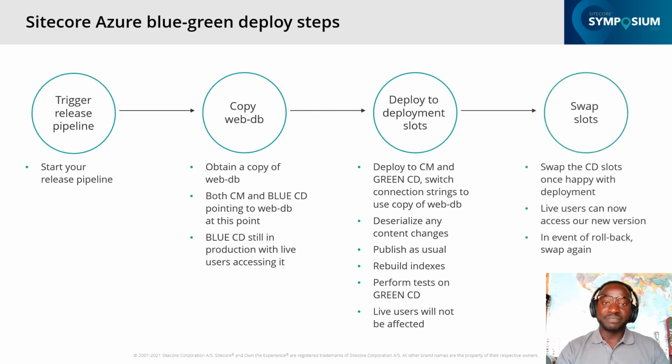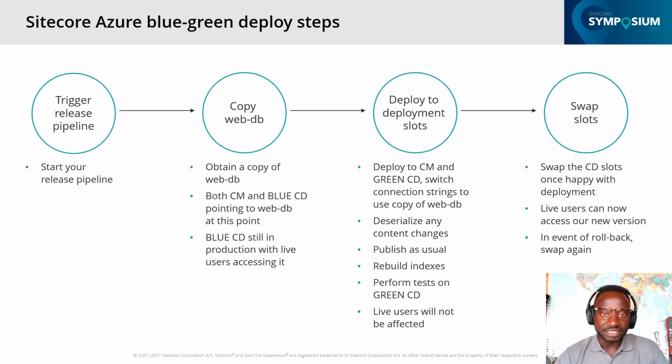Next, once we are happy with our green deployment, we can now swap it with our blue CD. And now the green CD with our new version will become our production instance, and our live users will start accessing it without being interrupted. We have actually achieved zero downtime. Remember, our previous version is still on the blue CD, which we have swapped out. If you have any issues with the latest version on our green CD, you can always do another swap to roll back.